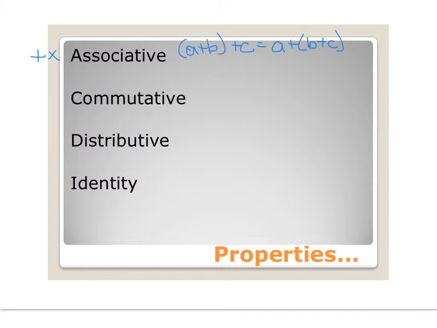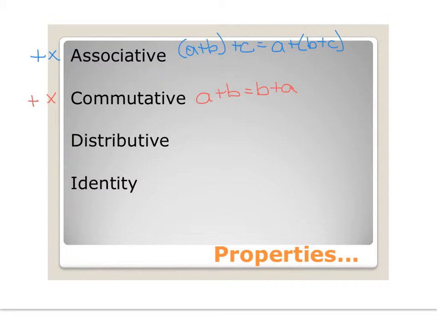Commutative property. This is the one where you can add or multiply in any order. So I could do A plus B, or I could do B plus A and get the exact same answer. So again, this word works with addition and with multiplication.